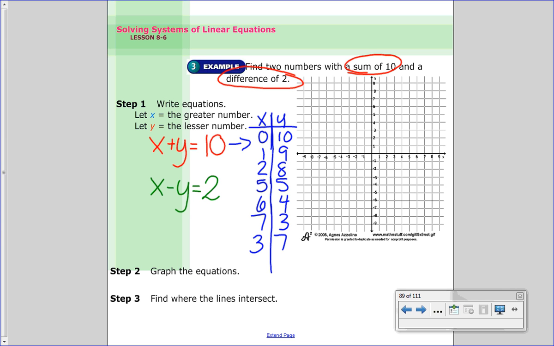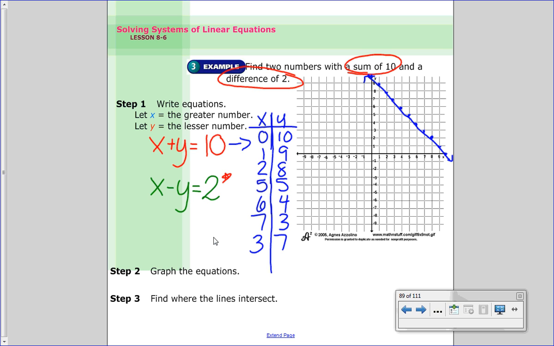So I could graph these. 0, 10; 1, 9; 2, 8; 3, 7; 4, 6; 5, 5; 6, 4; 7, 3; 8, 2; 9, 1; and 10, 0. So that is what that equation would look like. So that's one way you can do it. And again, you could do it for this one as well if you wanted to.